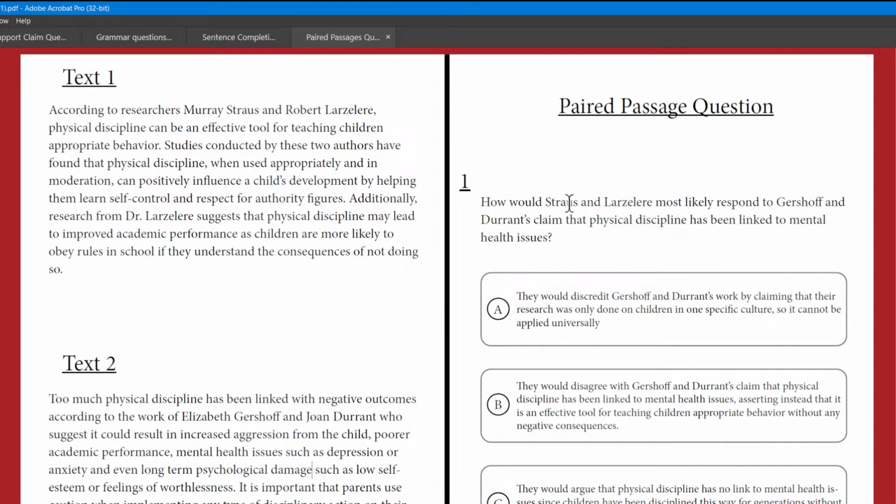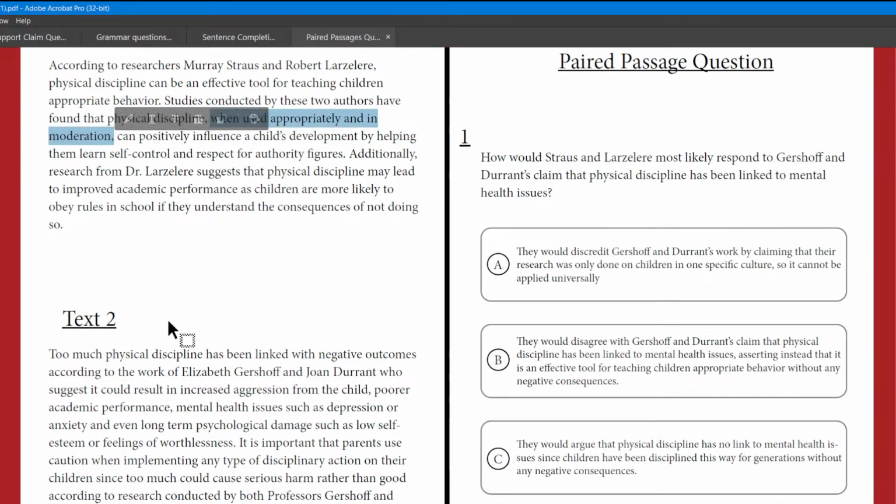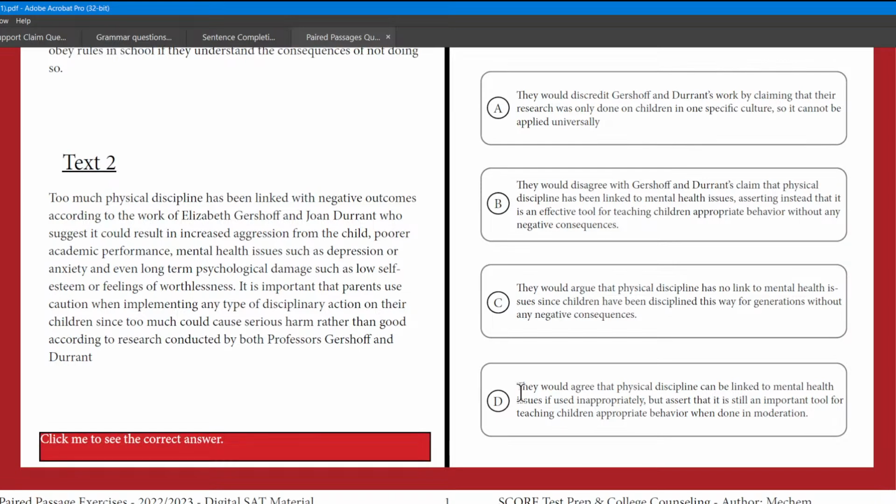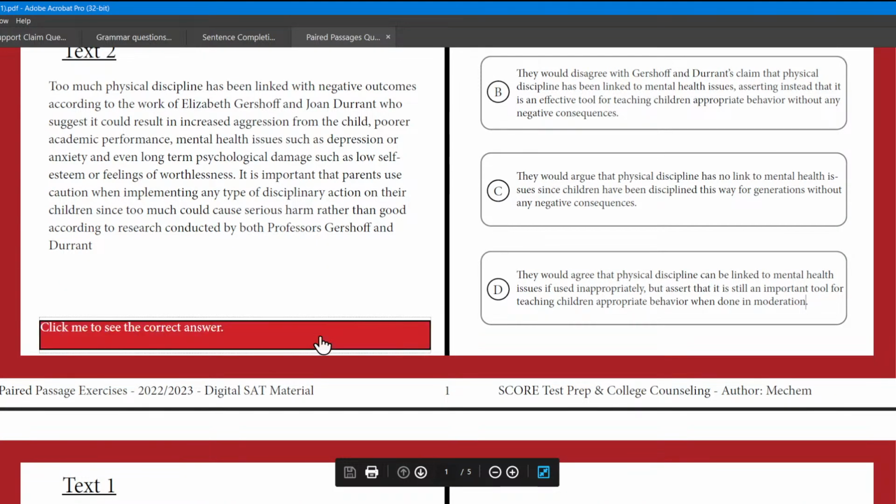All right. So I want to see what these guys' perspective is. So they say physical discipline, when used appropriately and in moderation, can positively influence a child's development. All right. So right there, I kind of think I got the idea that might be present here. Like here it says too much. Here it says when used appropriately in moderation. So there's a point where both of these guys agree. Let's see if D is that point, since that's what everybody's answering. That it can be linked to mental health issues if used inappropriately, but still it's an important tool. That does seem, when done in moderation, that feels like a good answer to me. Good job. I like that.